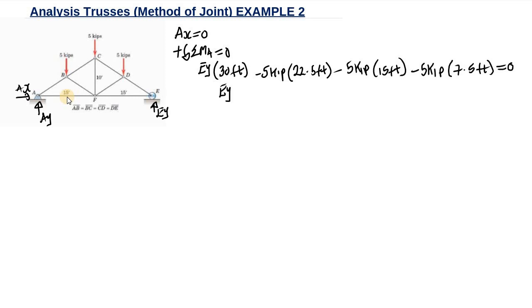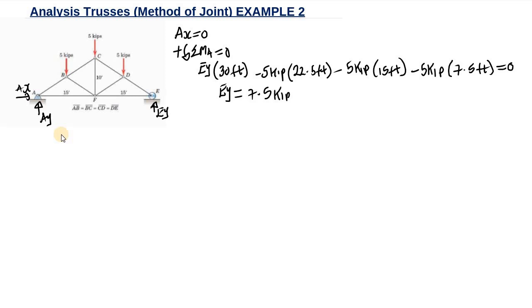Now, I don't want to go further because it is going to take a lot of time. So EY is going to be equal to 7.5 kip. Using your calculator, you can easily get that value. As you can see, we're having a positive value. For the support reactions, we assumed the direction to be upward. This was just an assumed value, but because we're having a positive value, our assumption is indeed correct. But if we have a negative value, our assumption is wrong. It is acting in the opposite direction.